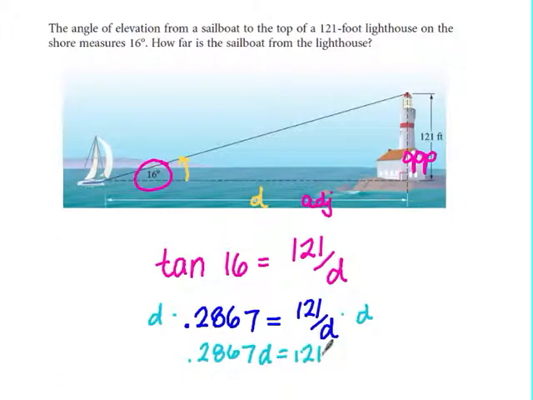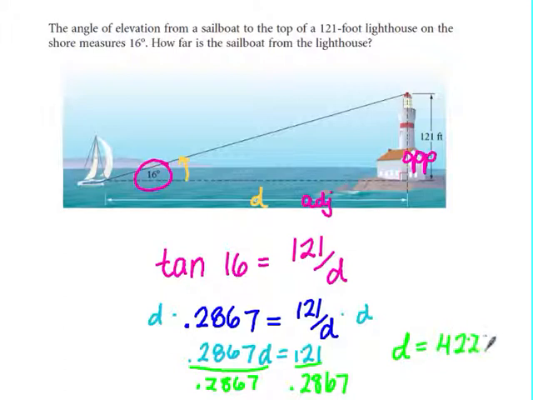Now, how do I solve that for D? Divide by what? 0.2867. So what do you get D to equal? 422.04. And the label will be what? Feet. And there you go. There's your answer. Pretty straightforward. Let's look at the next one.